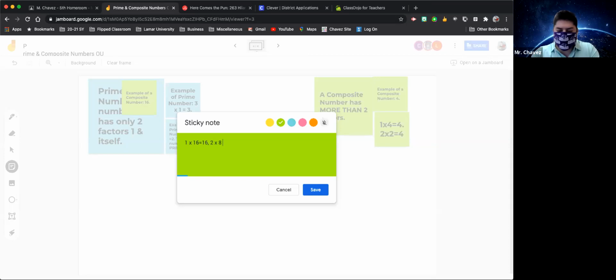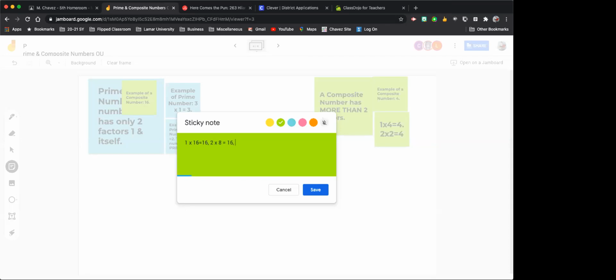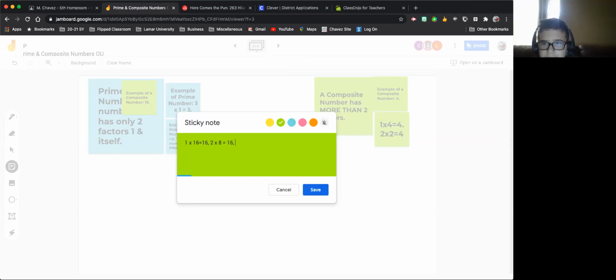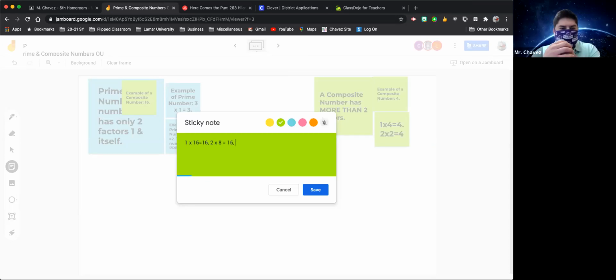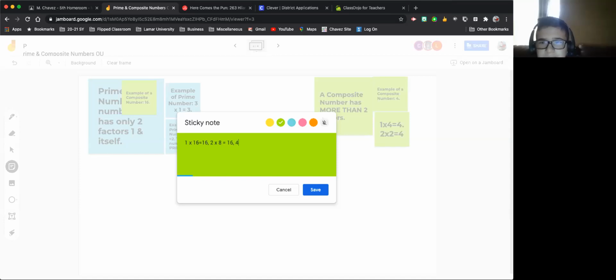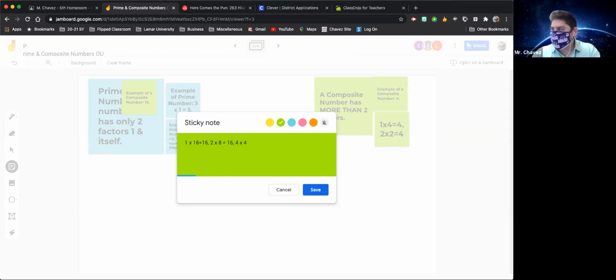2 times 8 equals 16. Another way I can get 16. What about 3? If I count by threes, will I get 16? No. What about fours? If I count by fours, will I get to 16? Yes, 4 times 4 equals 16. That's another way to get it. So you see how I have more than one factor?